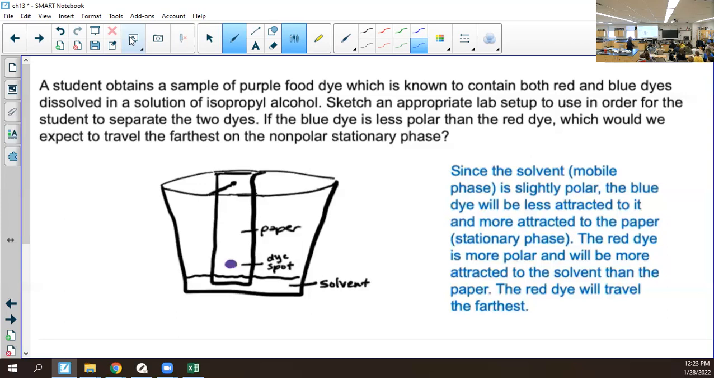Since the solvent, which is the mobile phase, why is it called the mobile phase? Because it moves. It could be confusing, but it's common sense. The solvent, the mobile phase, is slightly polar. The blue dye will be less attracted to it and more attracted to the paper. All right. How did we know that isopropyl alcohol was slightly polar? Does it say it in there?